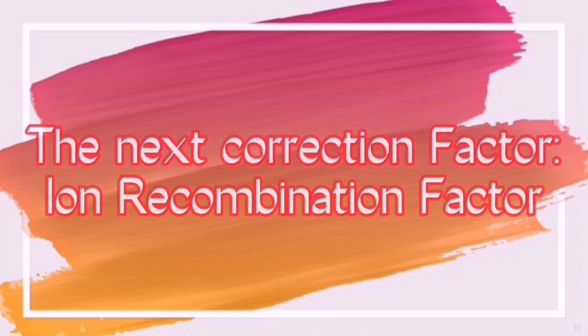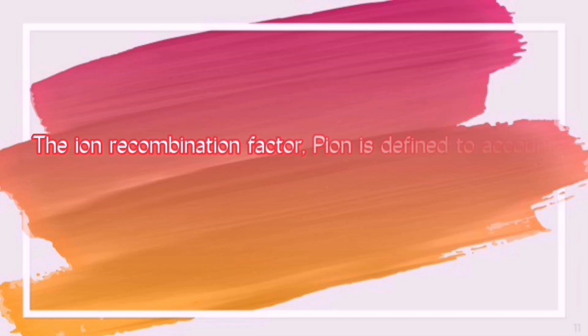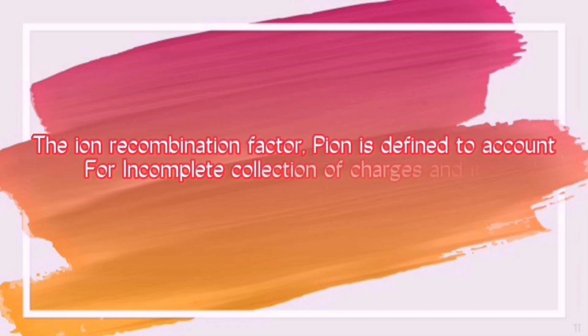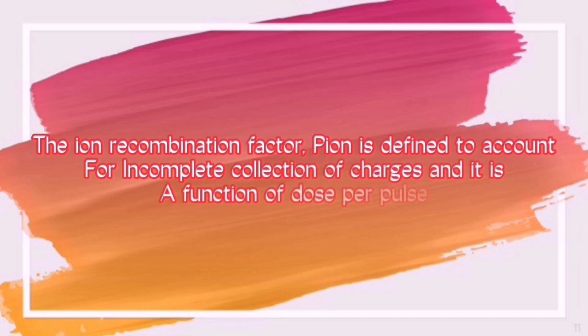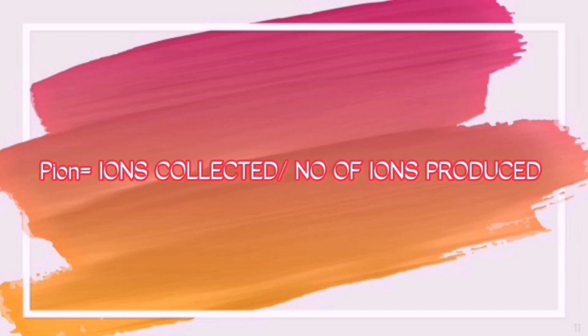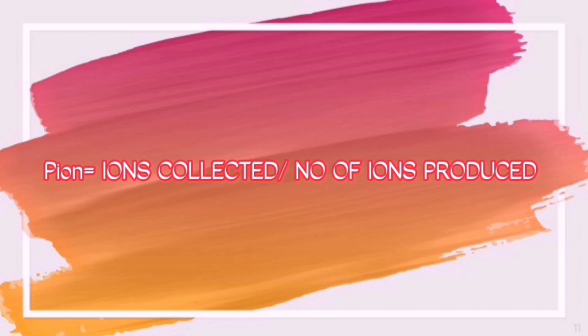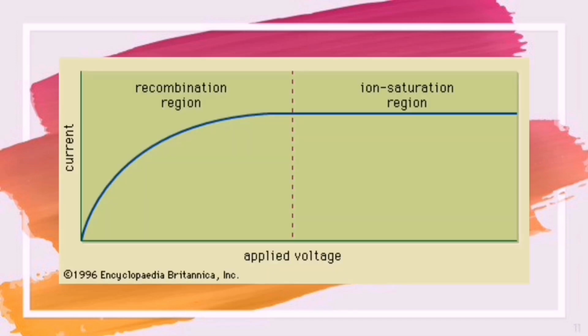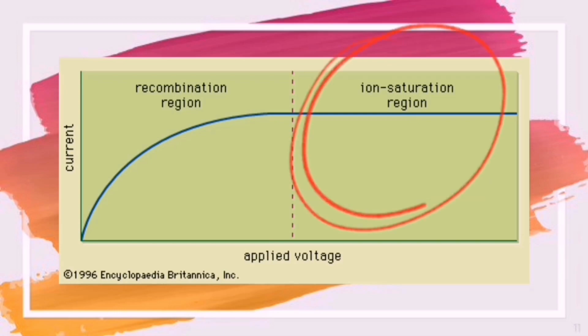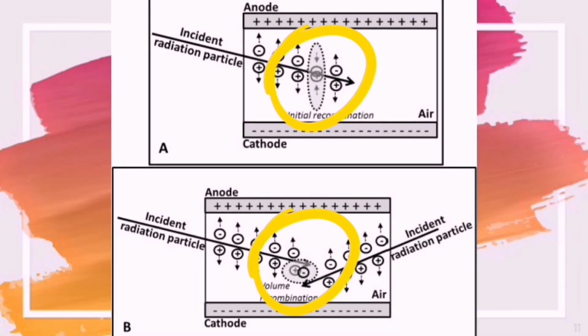The next correction factor is called the ion recombination factor. The ion recombination correction factor, also known as p-ion, is defined to account for incomplete collection of charges, and it is a function of dose per pulse. P-ion is also known as the ratio of the number of ions collected to the number of ions produced. The chamber bias voltage should be within the saturation region to minimize the recombination losses.